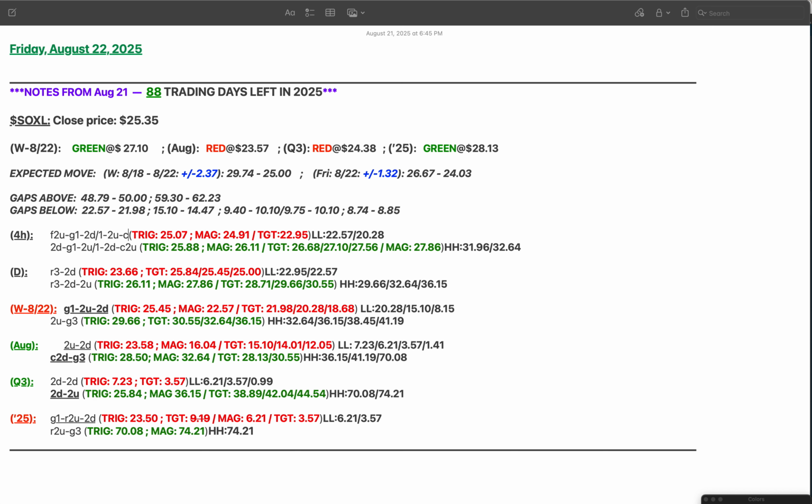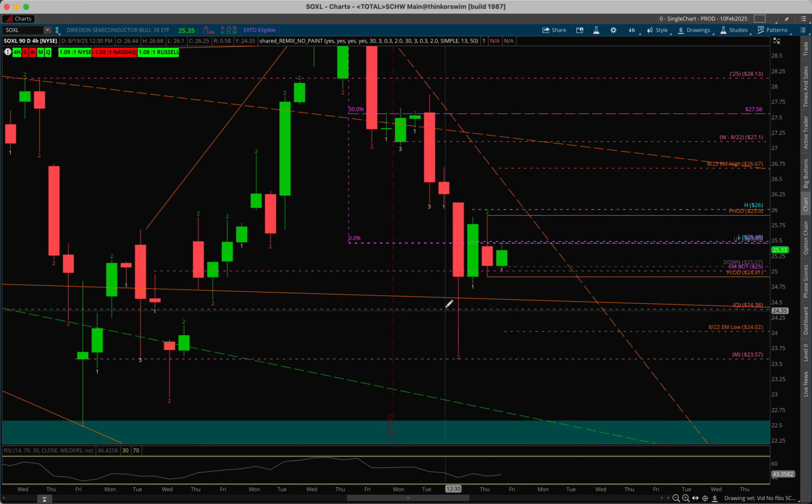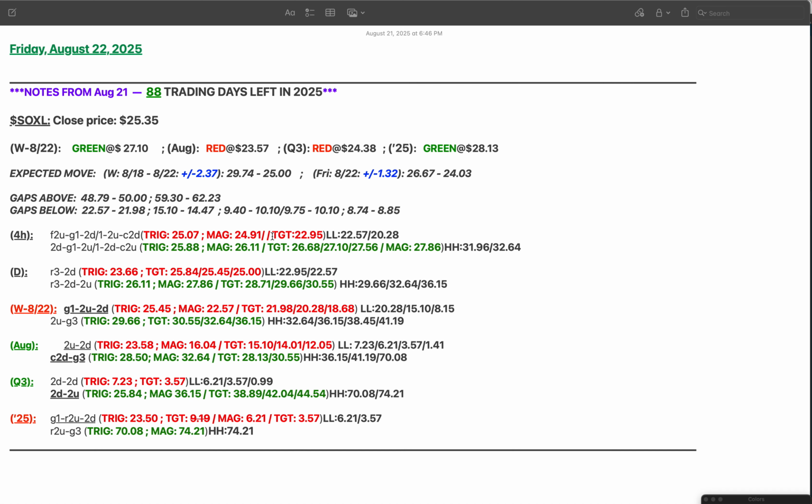1-2 up combo 2 down, which would also have... so the magnitude would be the trigger for that. And the next magnitude for the 1-2 up combo 2 down would be the low of this 2, so that's that 23.66. I don't think we need to put any further extended targets.